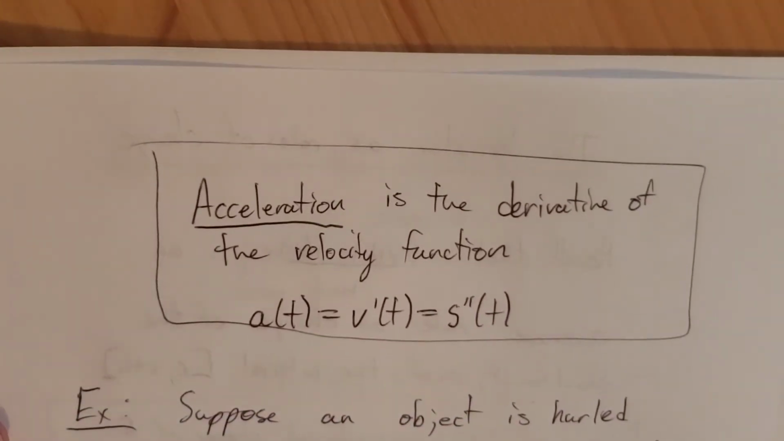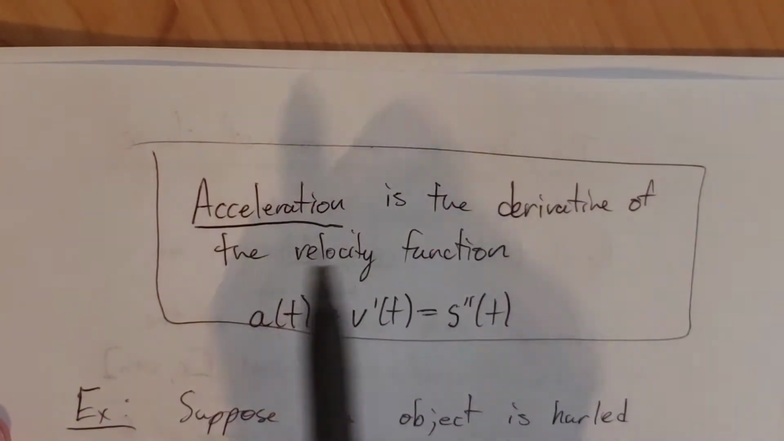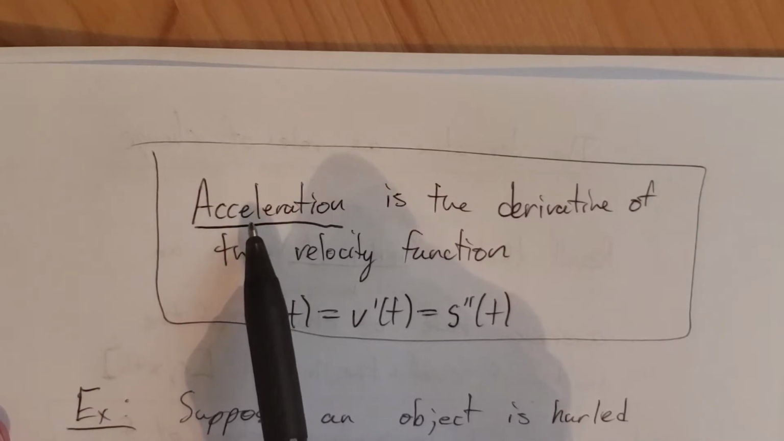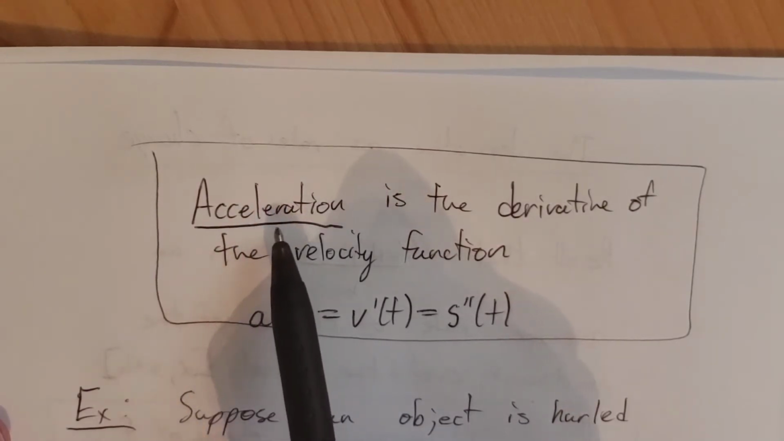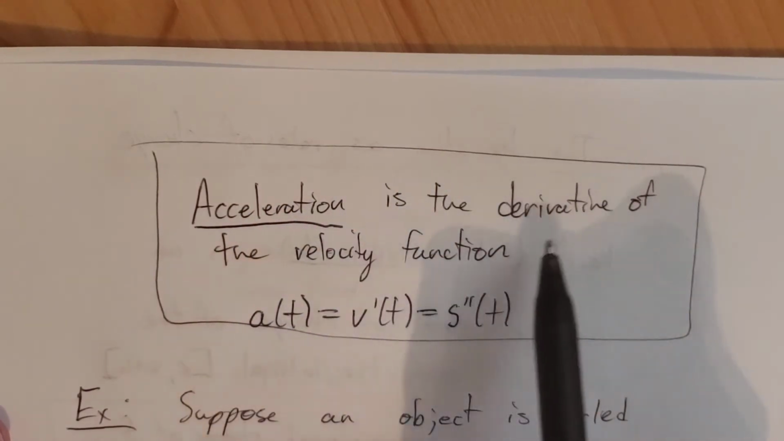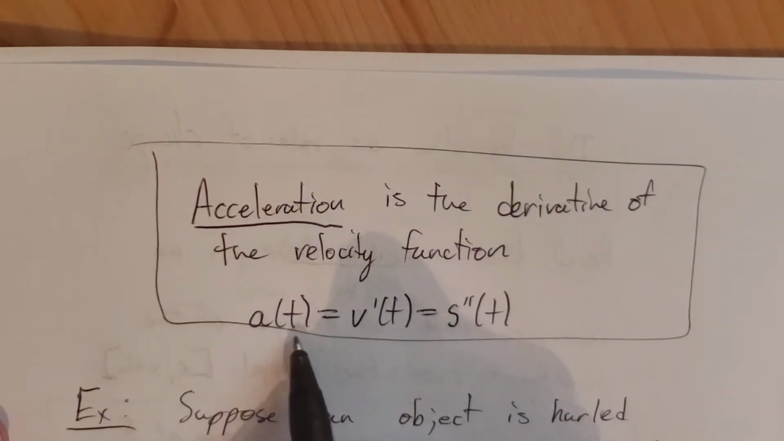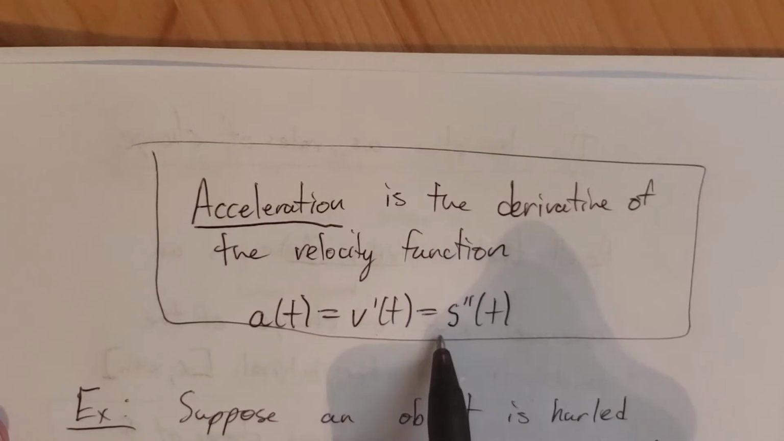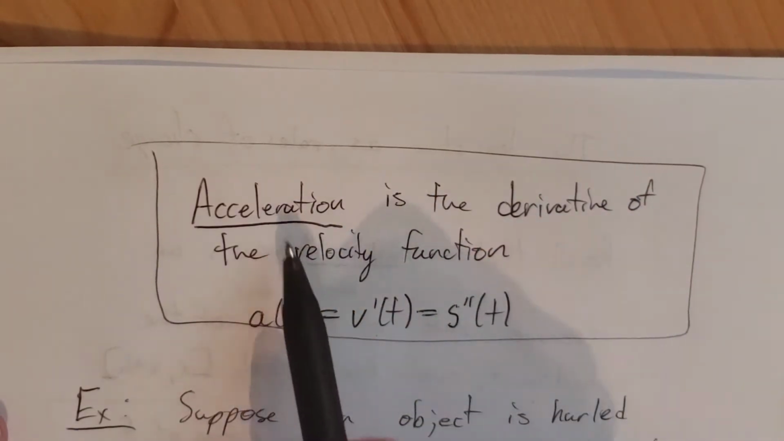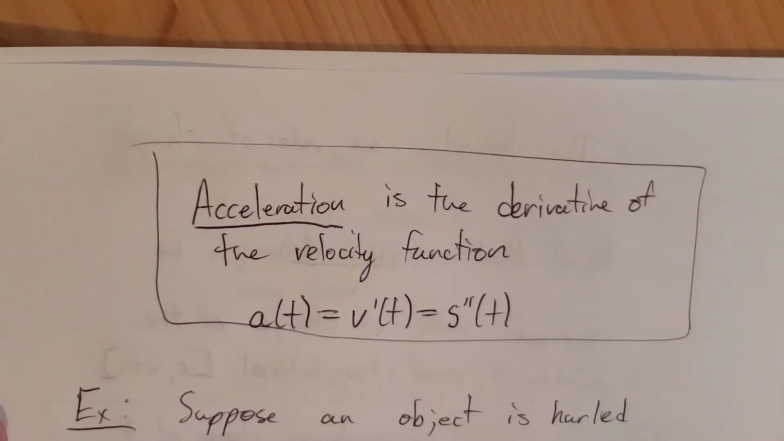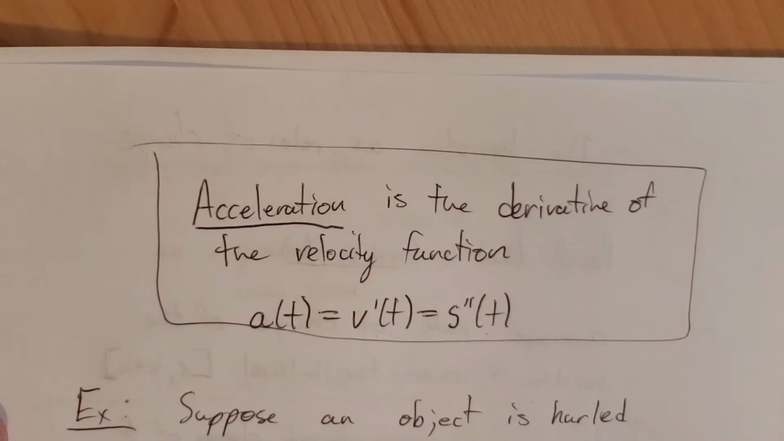Let's go ahead and talk about a few more things as well here. So our last definition for this video: acceleration is the derivative of the velocity function. So a of t is equal to v prime of t, which is s double prime of t. In other words, acceleration is the first derivative of the velocity function, or in other words, the acceleration is the second derivative of the position function.